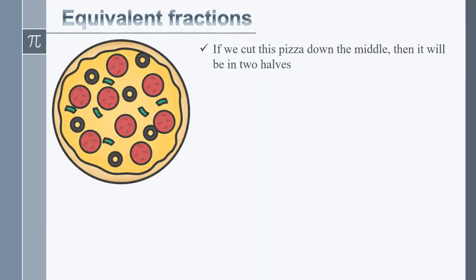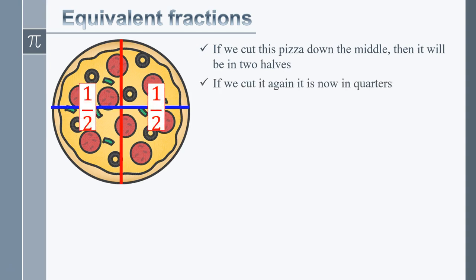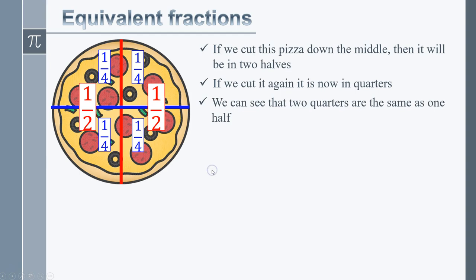Let's set off with a bit of pizza, and if we take that pizza, chop it down the middle, there we go. Now we've got two halves of pizza. But if we now cut it again across the middle, going across this time rather than down, we can see we've got this pizza now chopped into 4 bits. Each bit, there you go, is a quarter. And we can see that I've got a quarter here, I've also got another quarter down here, and these two quarters, when I put them together, would be exactly the same size as a complete half. So what we can see is that 2 quarters would be exactly the same size as half.